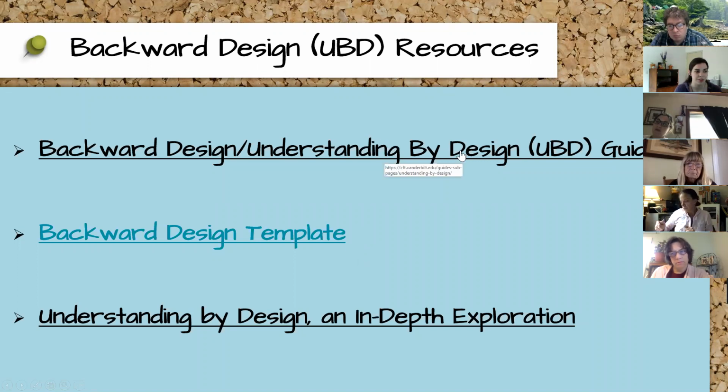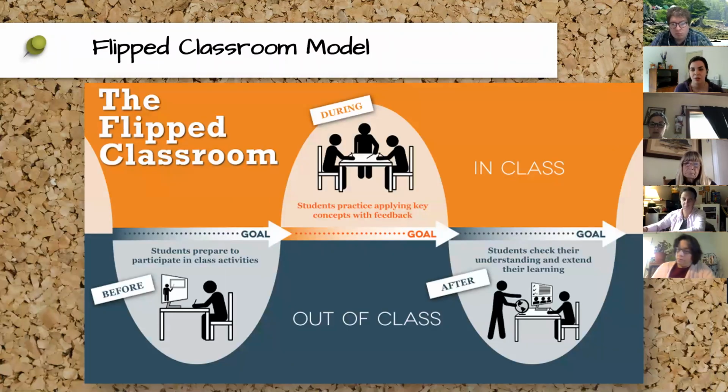And then there's the simple guide to just walk through what the process is with the 3 stages. And the third one is a really in-depth exploration of backwards design and how the framework works in the classroom in some different ways. Okay, so I know it's a lot about backwards design, but that's one of 3 models that we're going to talk about. And we're going to move into the flipped classroom model.